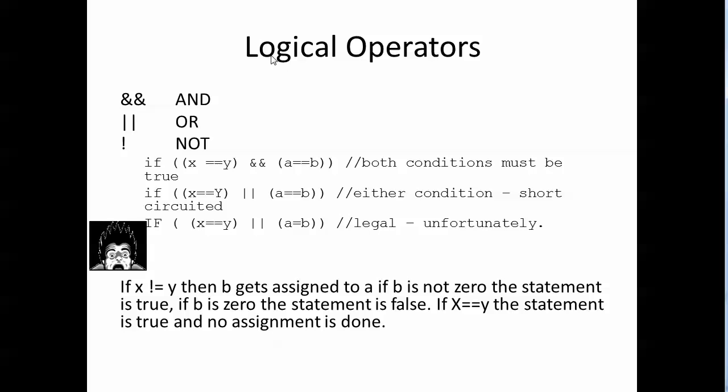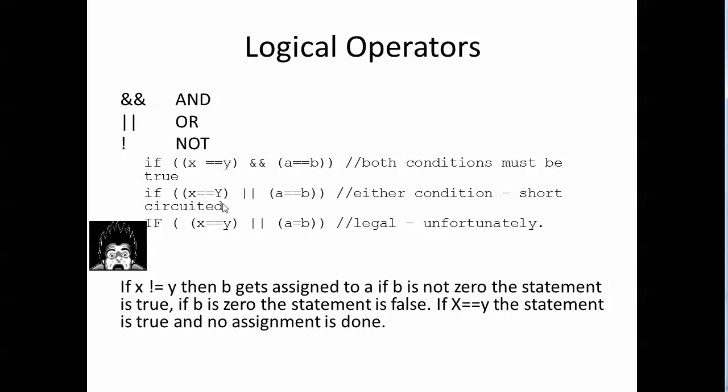Then we have logical operators. You're probably less familiar with this, but when you want to combine some expressions and you want to AND them together, you use two AND symbols. If you want to OR them together, you use two vertical pipe symbols. And if you want to do the negation or the not, you use the bang symbol. So here's the example. If x equals y and a equals b, then we're going to do something. So both these conditions have to be true for us to do what's going to be inside the if statement.